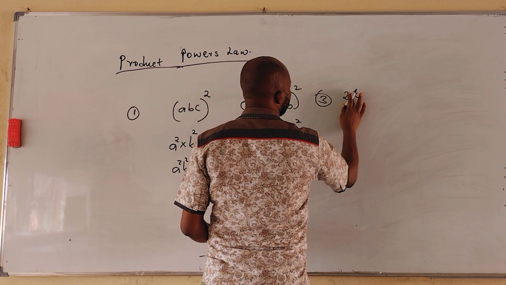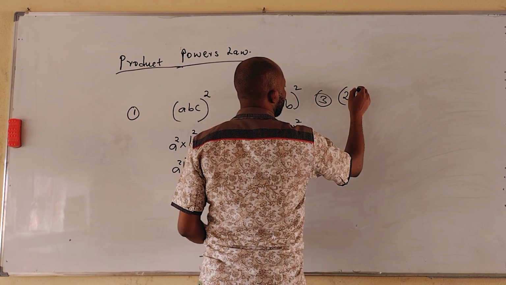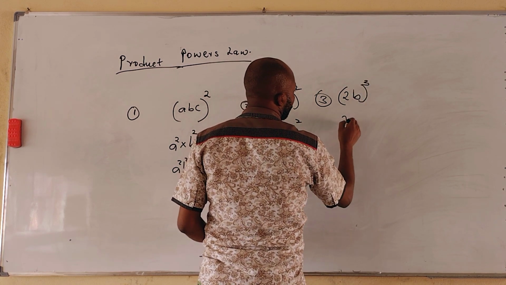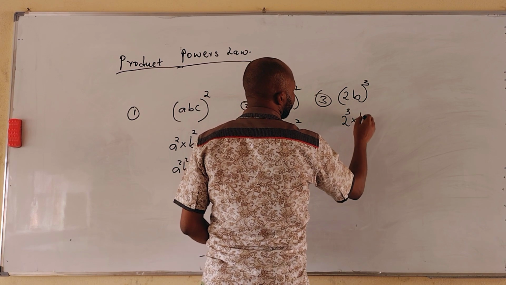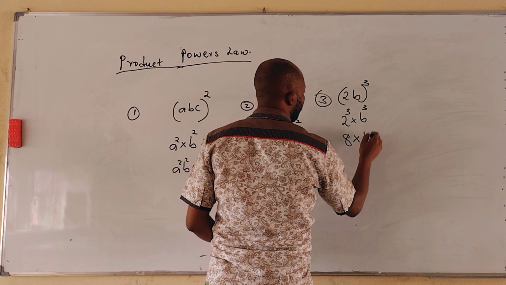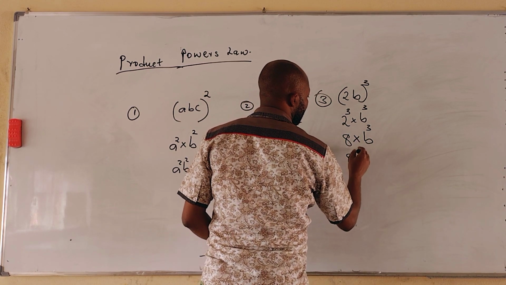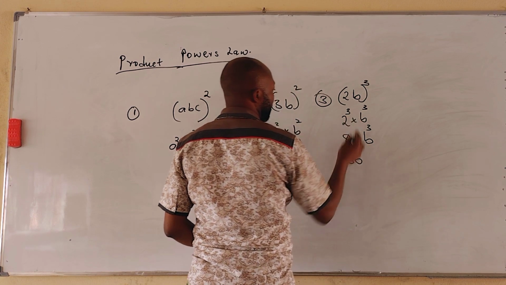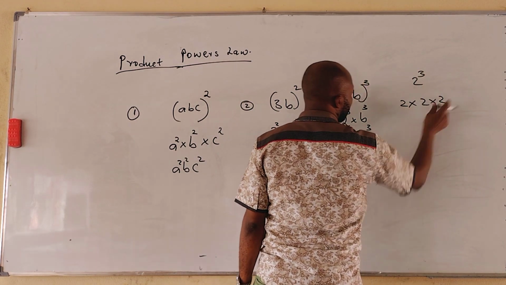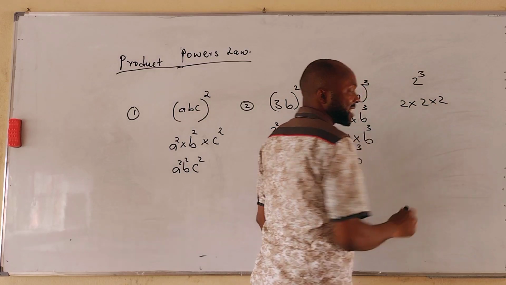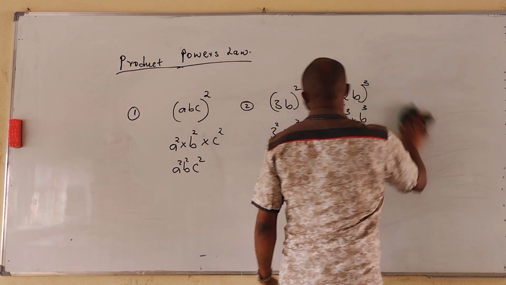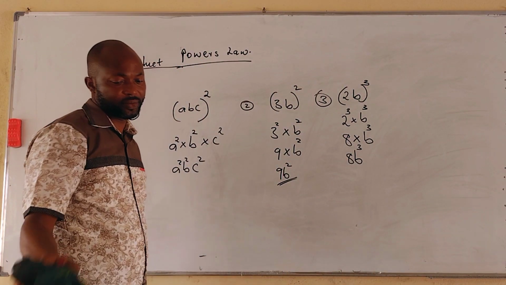2B raised to the power 3. This is 2 raised to the power 3 times B raised to the power 3. 2 raised to the power 3 is 8, times B raised to the power 3. This is 8B cubed. Now 2 raised to the power 3 is 8, being 2 times 2 times 2, which is 2 raised to the power 3. 2 times 2 is 4, 4 times 2 is 8. So 2 raised to the power 3 is 8 at all times. So this is the product power law.